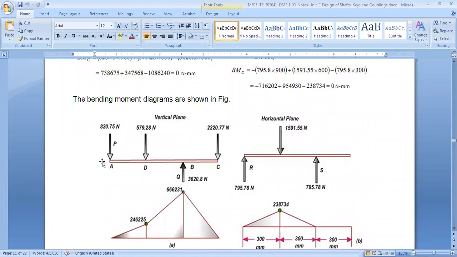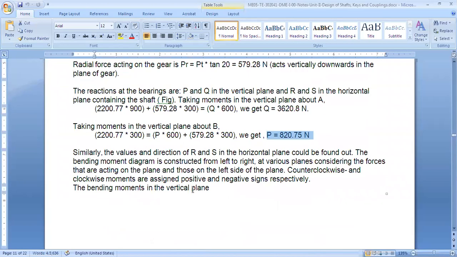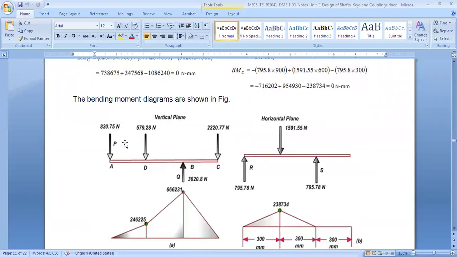Put those two loads in the diagram, and then try to find out reaction at A by taking moment at B, and reaction at B by taking moment at A. Okay, and from that we have got all these reactions. So we now have three vertical loads downward and one vertical load upward. Similarly, one horizontal load downwards and two horizontal loads upwards in the horizontal plane. Okay, now we have got it.